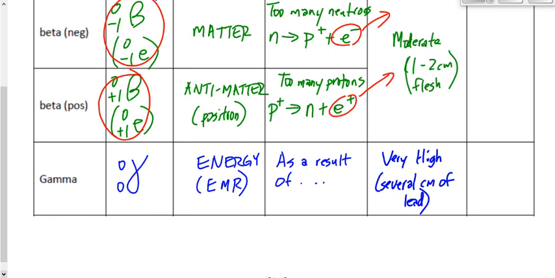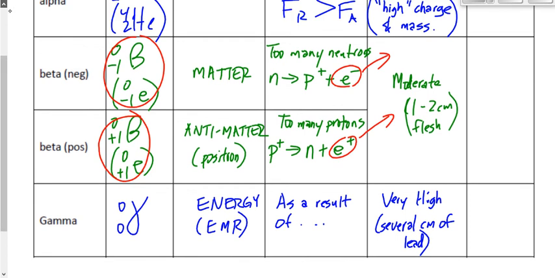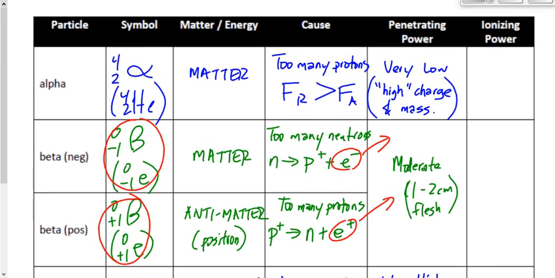Okay, let's talk about the ionizing potential of them now. The ability of these things to ionize matter. Alpha particles have a very low ability to penetrate matter, but because they stop so quickly, their energy gets dissipated very quickly and therefore they have a high ability to ionize matter.